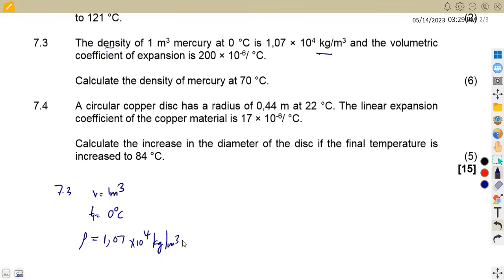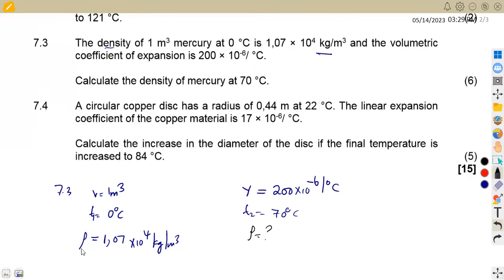Remember that density is simply mass over volume. Then the volumetric coefficient of expansion: we are given the coefficient of expansion as gamma, which is 200 times 10 to the exponent of -6 per degree Celsius. And we are asked to calculate the density at 70 degrees Celsius, that is T2, the second temperature. What is going to be the density at this condition?